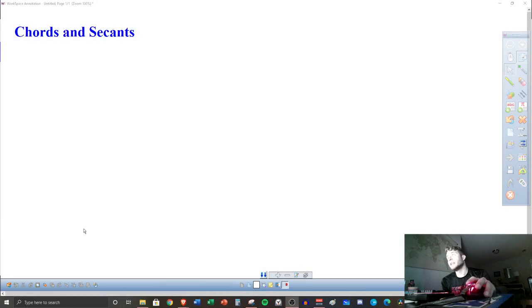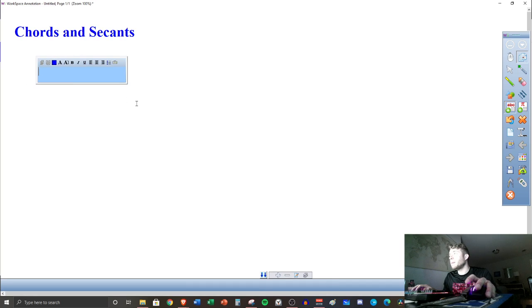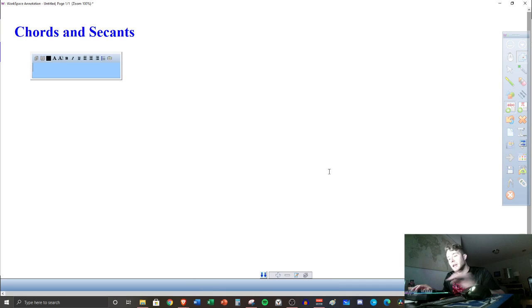Alrighty, let's go ahead and in our notes draw a line, and let's write chords and secants. That's what we want to do, chords and secants. And the first subheading, we'll put a little star. Let's make this black. That's fine. All right, first little star subheading is chords. Let's say lengths of intersecting chords.